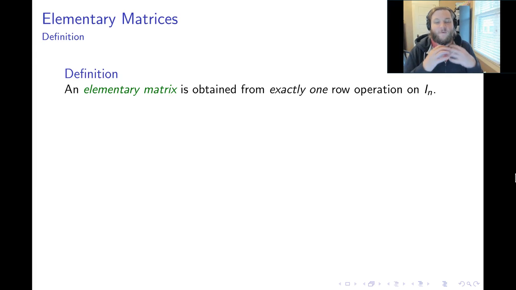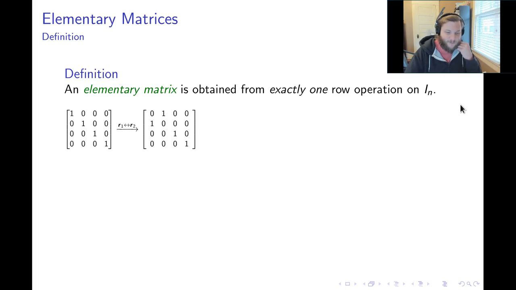So then, now that we know what an EA equals R factorization is, we want to turn to the problem of calculating EA equals R factorizations. And the key ingredient into this process is the idea of an elementary matrix. So what is an elementary matrix? An elementary matrix is a matrix that's obtained by performing exactly one elementary row operation on the identity matrix.